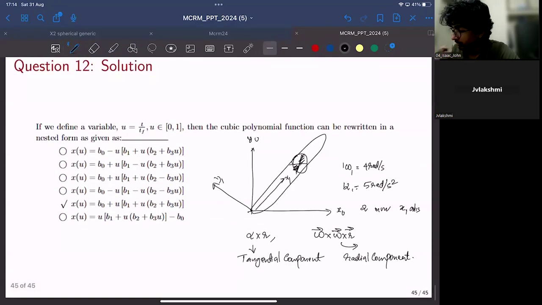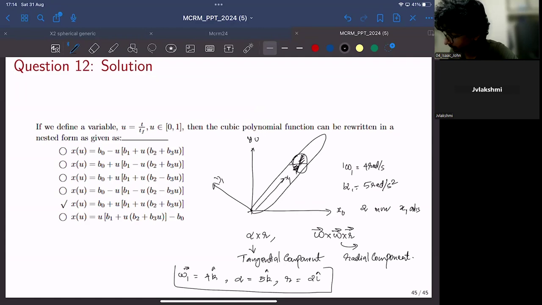Right? And omega 1, since it's a revolute joint, is 4K. And alpha is 5K. And R would be 2I. So I think if you do this vector operation, you will be able to get the correct answer. I suppose that is how you solve it.